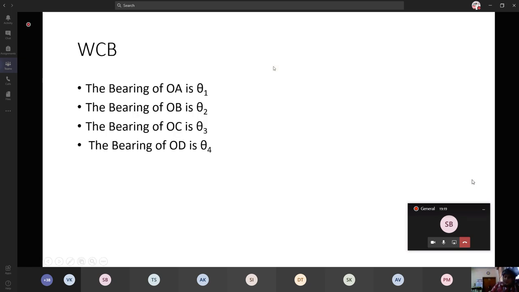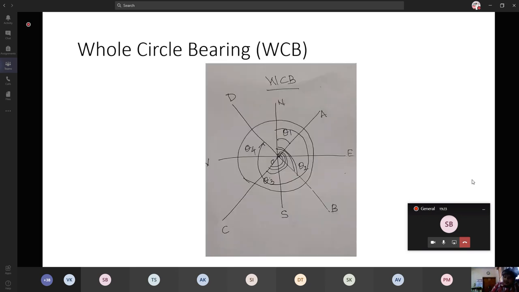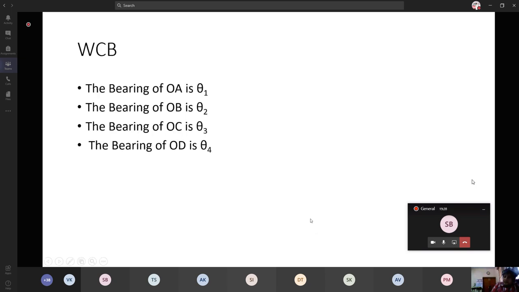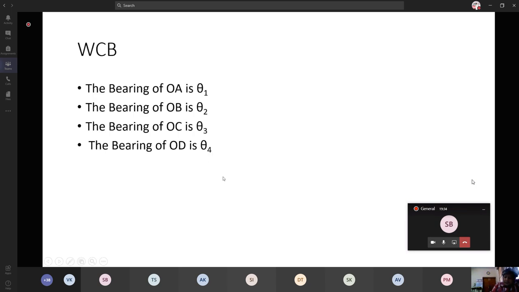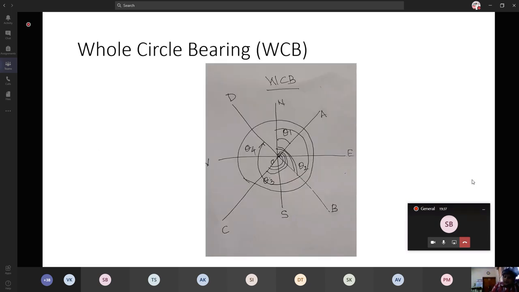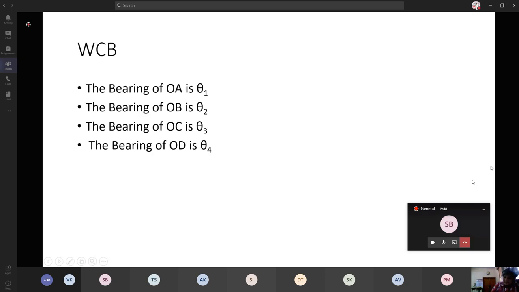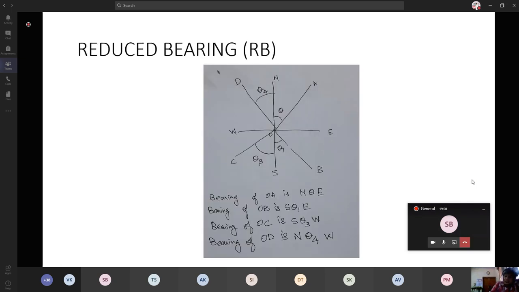We specify the number. So the whole circle bearing of OA is theta 1. The whole circle bearing of OB is theta 2. Do you understand the concept of whole circle bearing? With reference to the north, we just measure it. This is what is called the whole circle bearing. Wonderful.